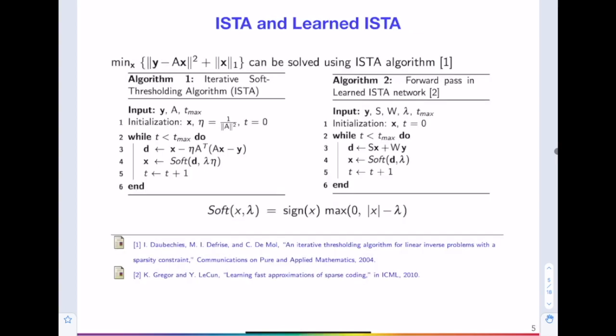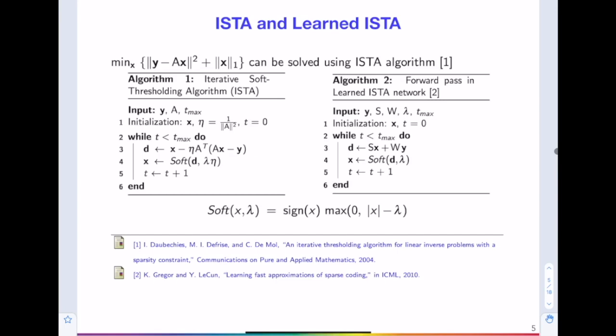Now let's look at the optimization of the convex program that we have seen earlier. So this can be solved using the iterative soft thresholding algorithm, and as part of this algorithm we would be doing a gradient step and we would be doing the proximal operator step.